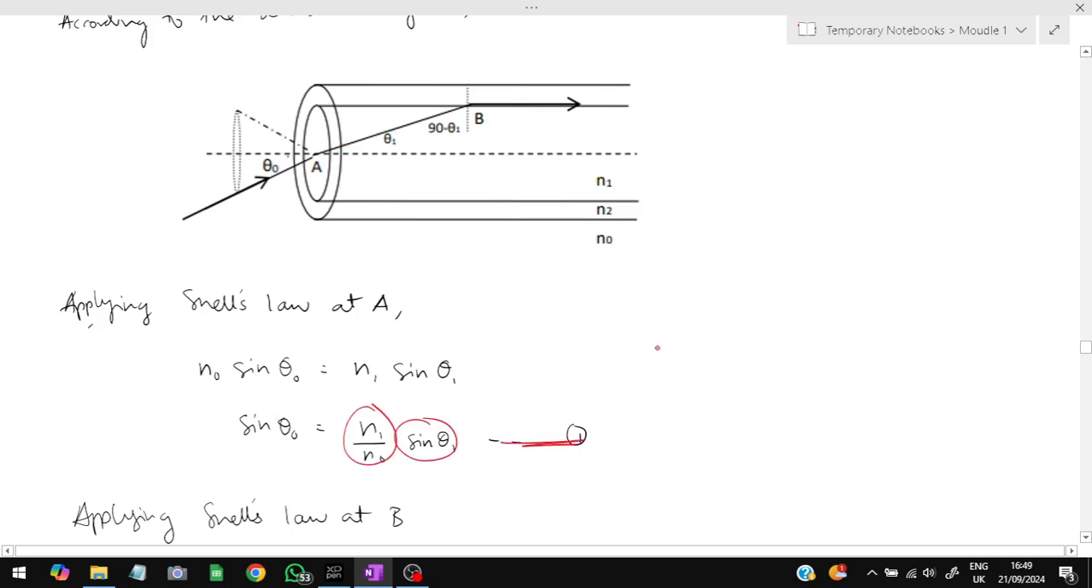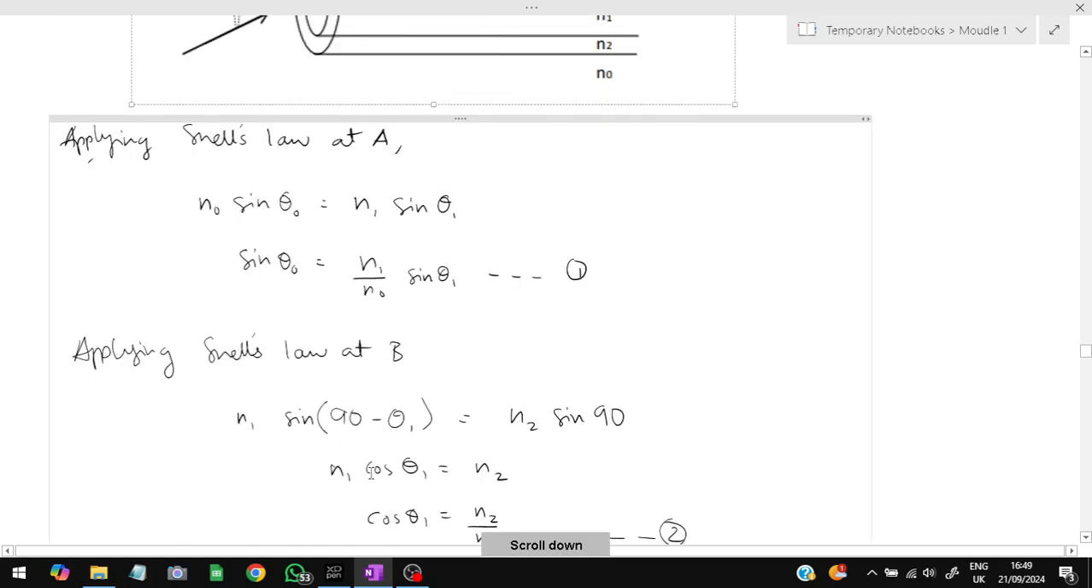So at B it will be n1 into sin(90 minus theta 1). This is the angle 90 minus theta 1 into n1, that is equal to, here it is 90 degrees and the medium is n2. So it is passing in the cladding, okay, so it is n2. So n1 sin(90 minus theta 1) is equal to n2 into sin 90. What is sin 90? It is 1, so it will be n2 here. n1 cos theta 1 is equal to n2. Now cos theta 1 will become n2 by n1.